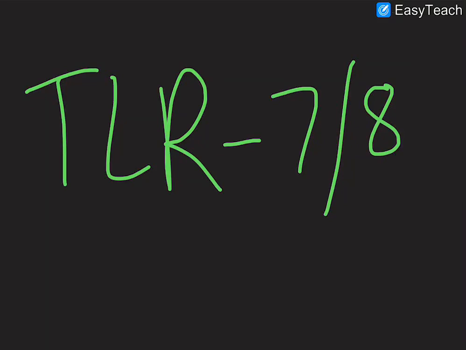And in this video, we'll be talking about toll-like receptors 7 and 8. All right, so let's go and get started. Toll-like receptors 7 and 8 usually respond to single-stranded RNA, right? Viral single-stranded RNA. Okay, so let's see how these toll-like receptors 7 and 8 get activated and then what that leads to.